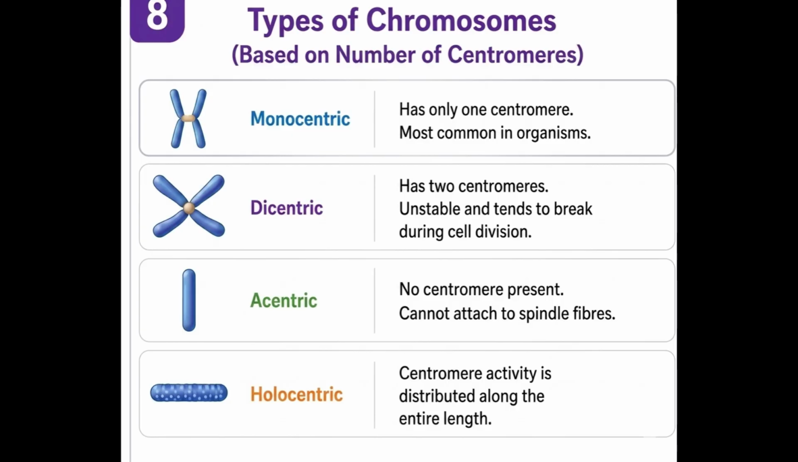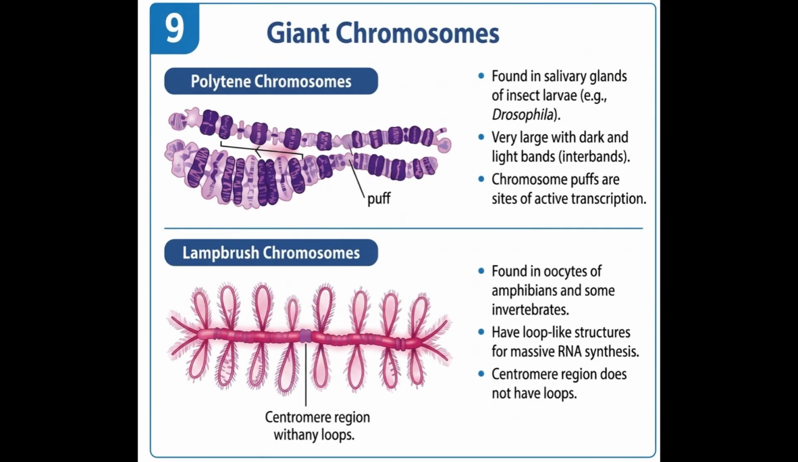Giant chromosomes. There are also special giant chromosomes known as polytene and lampbrush chromosomes. Polytene chromosomes are found in the salivary glands of certain insect larvae and are involved in active gene transcription. Lampbrush chromosomes are found in the oocytes of amphibians and are known for their loop-like structures that help in RNA synthesis.